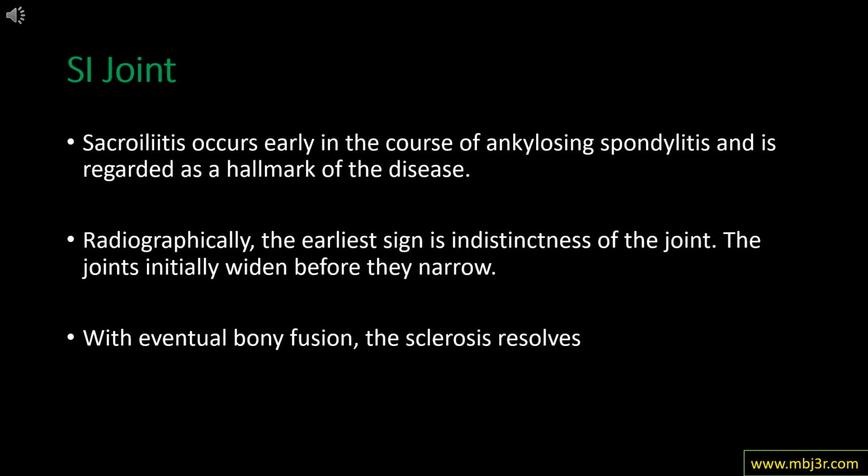Sacroiliac joint: they will have sacroiliitis. It occurs early in the course of ankylosing spondylitis and is regarded as a hallmark of the disease. Radiographically, the earliest sign is indistinctness of the joint. The joint initially widens before it narrows. With eventual bony fusion, the sclerosis resolves.